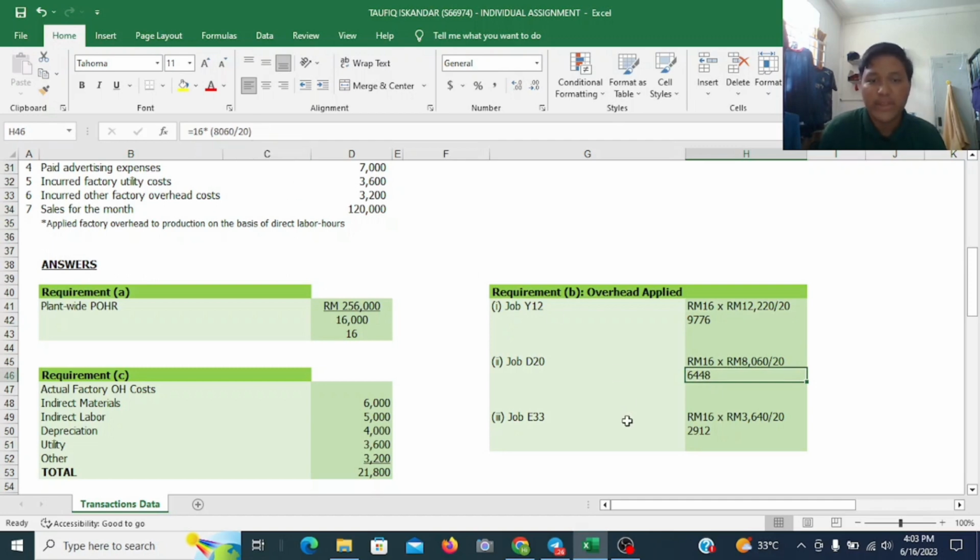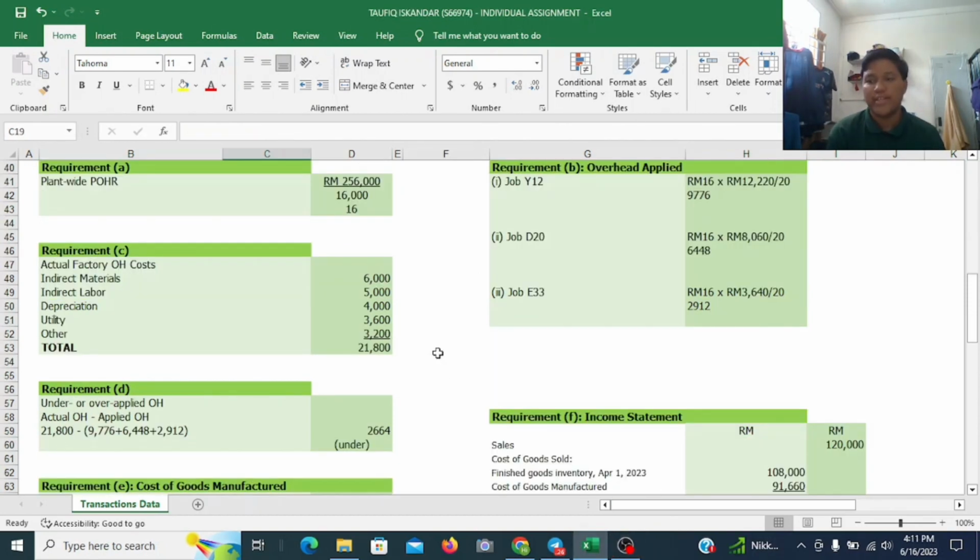For job E33, 3,640 divided by 20, we get 182 direct labor hours. 182 times 16, we get 2,912, or we can use this formula bar to get the answer. So we go to the next question, where we need to compute the factory's actual overhead cost for the month.